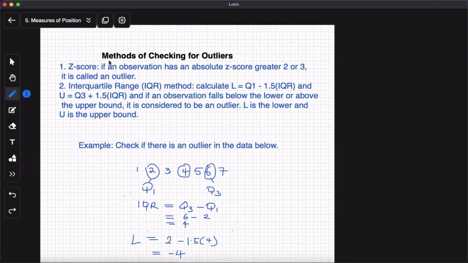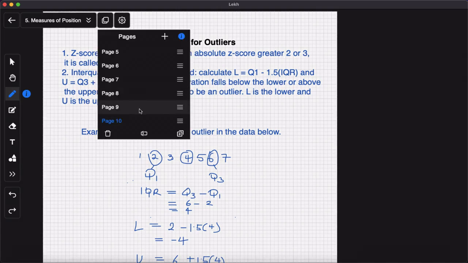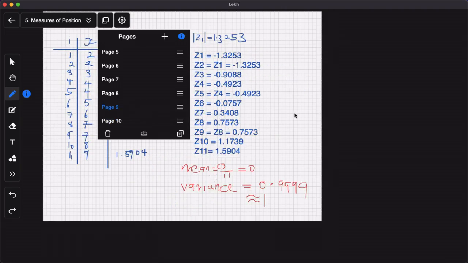We may want to check for the presence of outliers. And when we want to do that, we can use any of these two methods, the z-score. Now, you check the z-score that you have obtained for your data set. After taking the absolute values, if you have any z-score that is more than 2 or 3, then definitely that observation for which you obtain the z-score is an outlier.